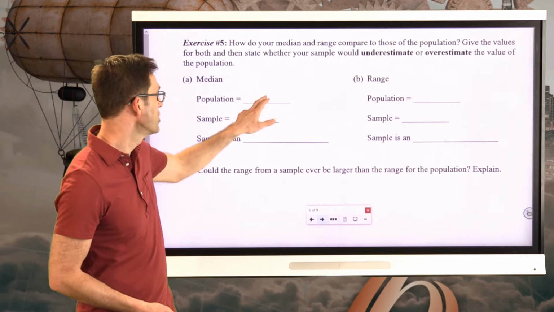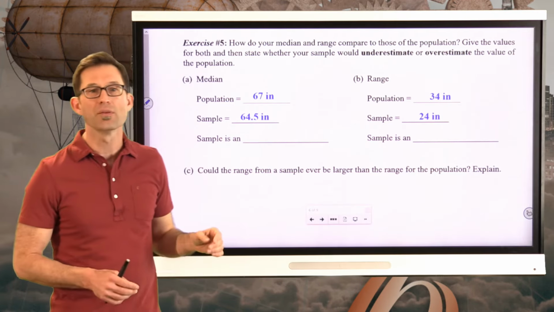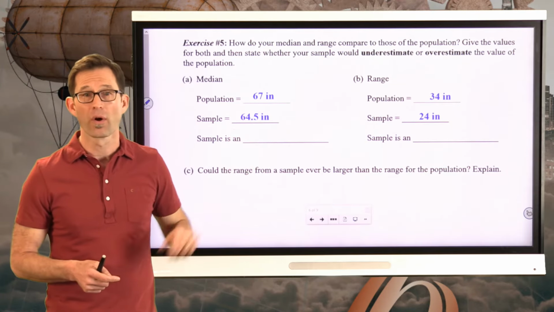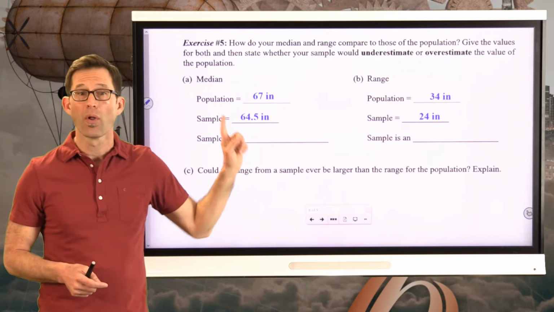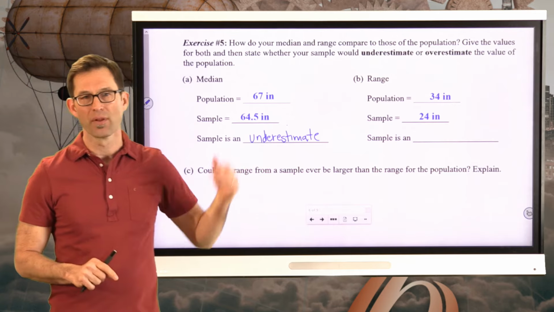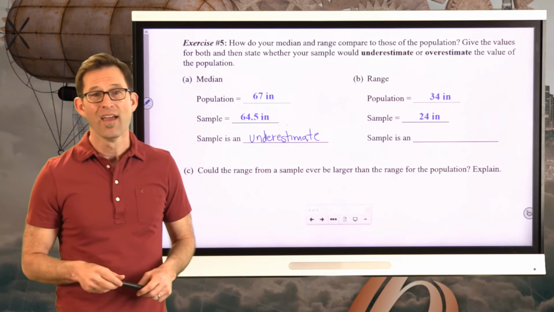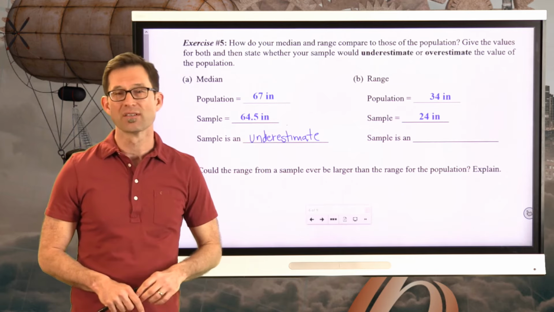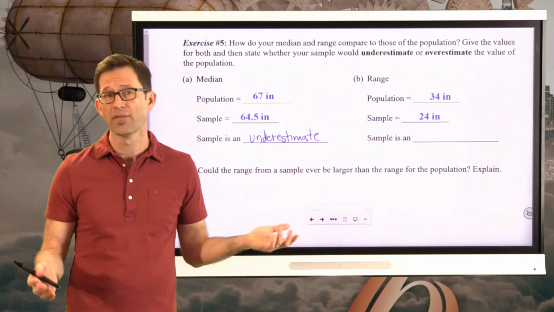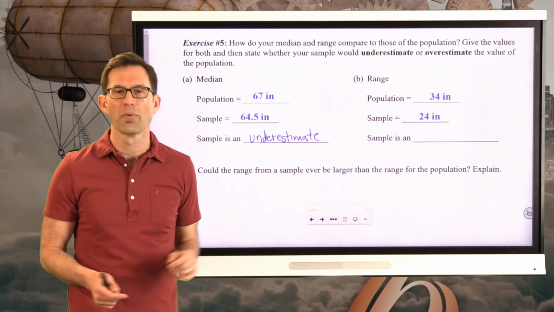All right, well, let's do it. The population median was 67 inches, which I told you, and my sample median was 64.5. And therefore, my sample median was an underestimate. It's not too far off. It's not like my median was 61 inches and the population was 67, or maybe my median was like 82 inches and the population was 67. It wouldn't be horrible if I said, well, it appears that the median height is around 65 inches. That wouldn't be terrible, because it'd only be a couple inches off.